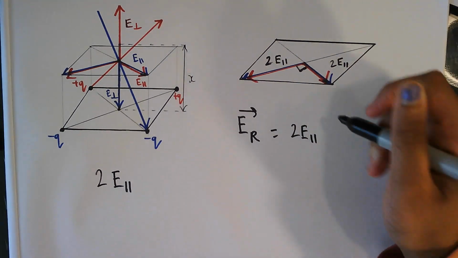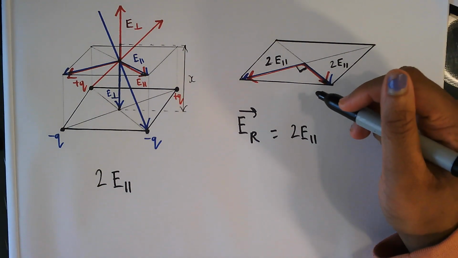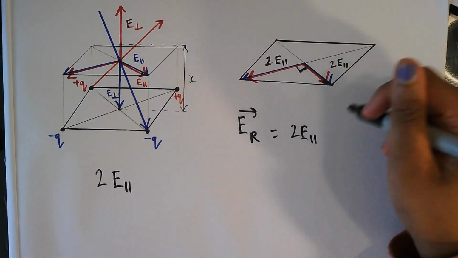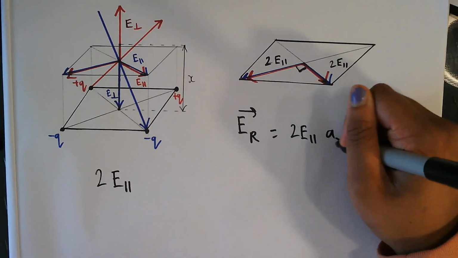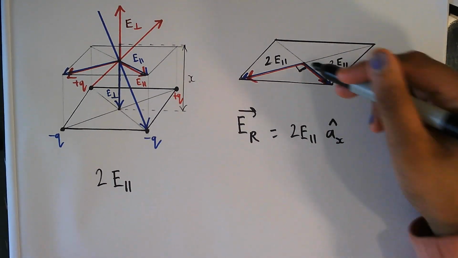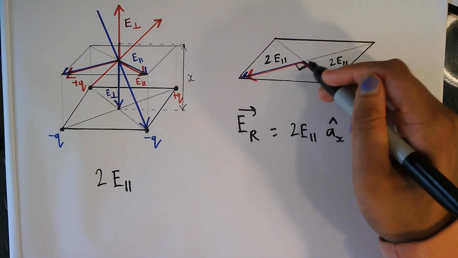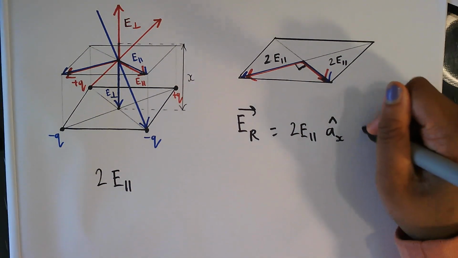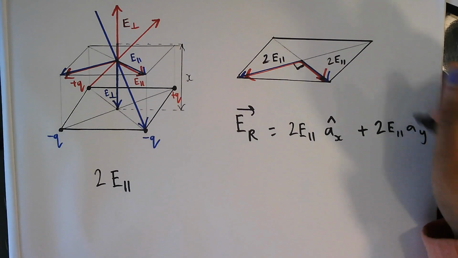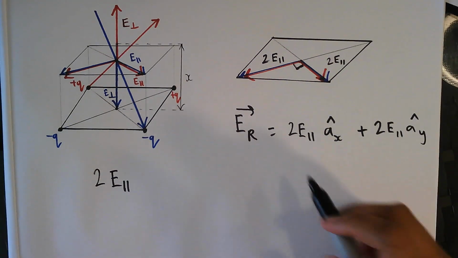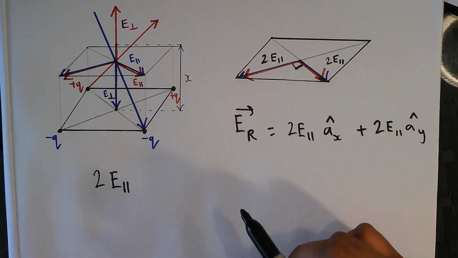2E parallel, and I'm going to add on a unit vector to show the direction. So if I call this direction a_x unit vector, this vector here plus this vector, if I call that direction a_y, it would be 2E parallel a_y, and that is equal to the resultant electric field that we need to calculate.